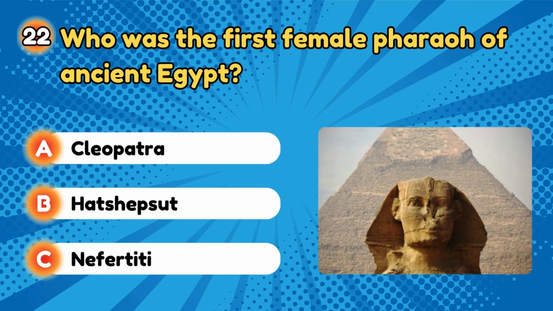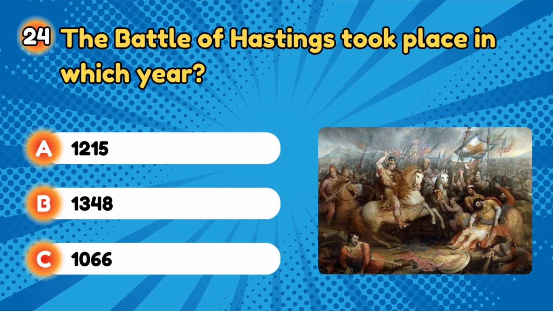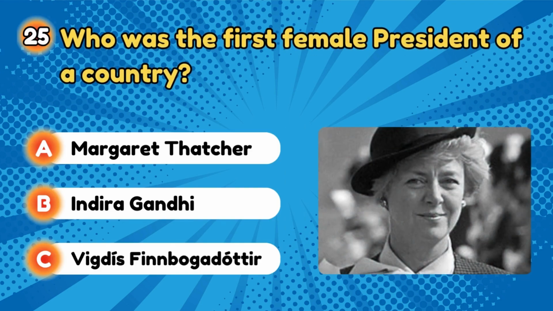Queen Elizabeth II. Who was the first female pharaoh of ancient Egypt? Hatshepsut. What year did the Russian Revolution begin? 1917. The Battle of Hastings took place in which year? 1066. Who was the first female president of a country?